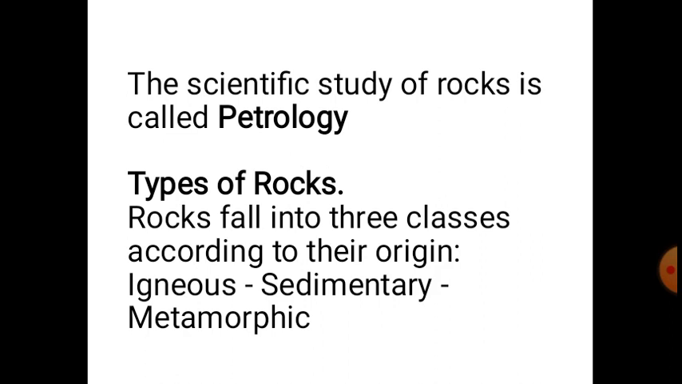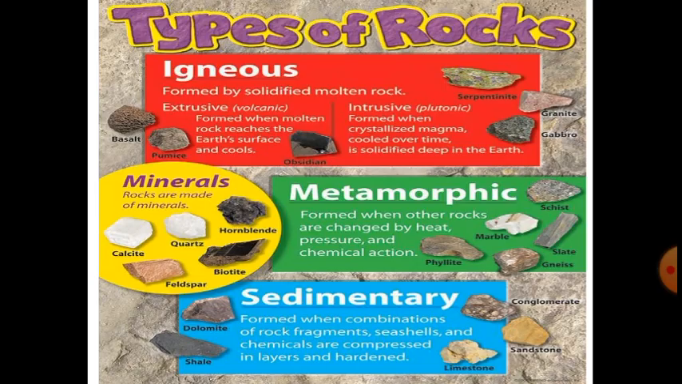Now, that brings us to the next subtopic: types of rocks. Rocks fall into three classes according to their origin, according to how they are formed. We have the igneous rock, the sedimentary rock, and the metamorphic rocks. Here, this is a picture that shows a summary of the types of rocks, the examples of rocks.